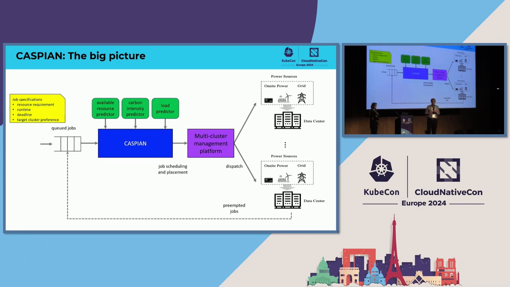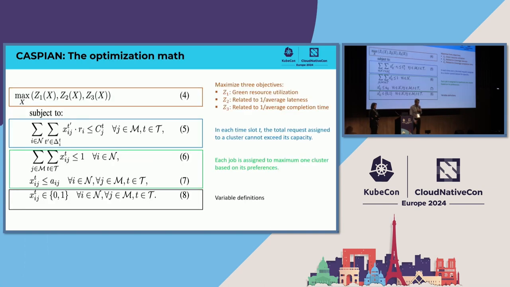So it will make preemption if the job allows preemption, if it's checkpointable. So that's all part of the optimization problem. Speaking of optimization problem, here it is. I'm not going to go through the details of what it is and so on and so forth, but I'm going to give you a glimpse.